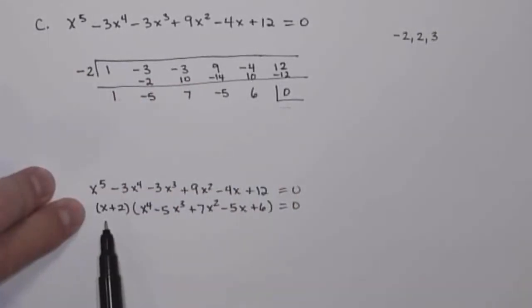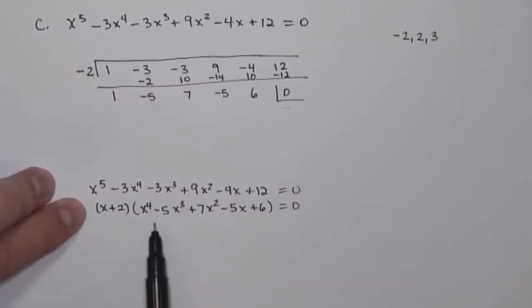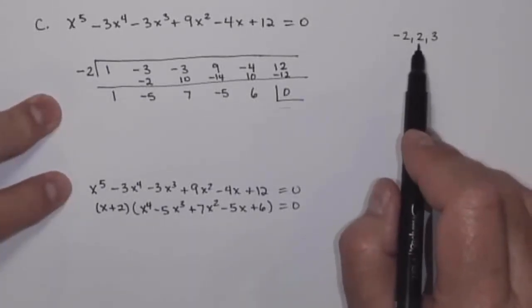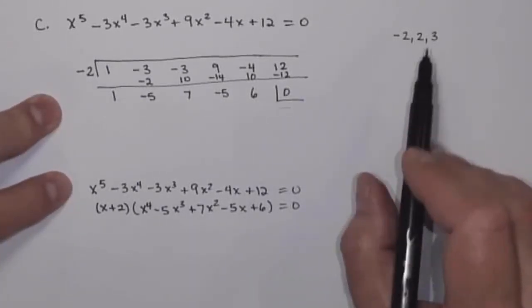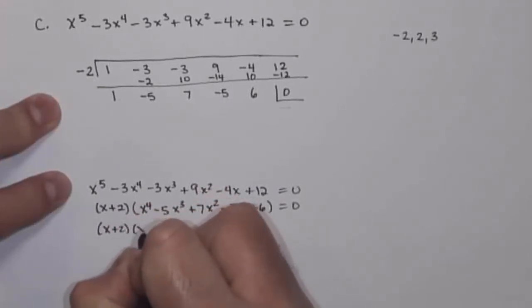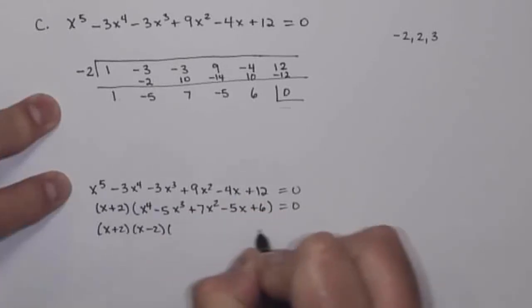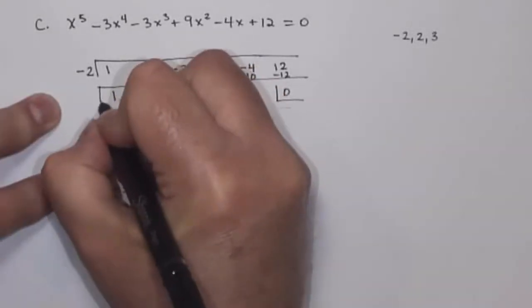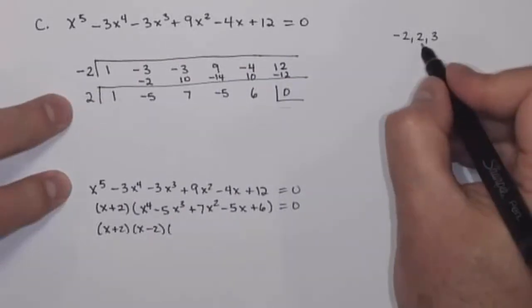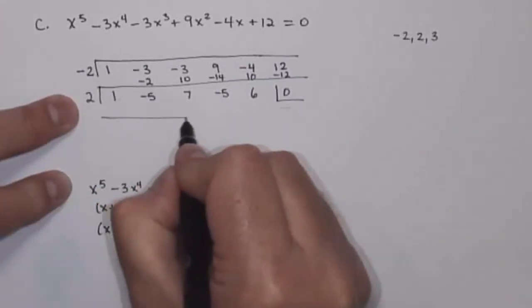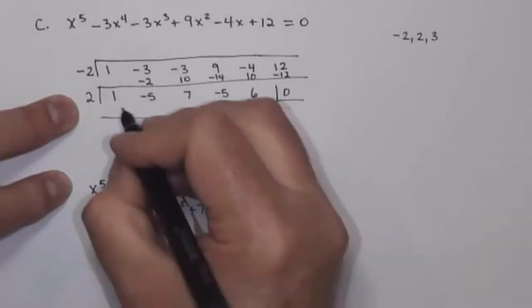So our original polynomial factors into x plus 2 times this. Okay, now x minus 2 should also be a factor. So in other words, this should factor into x plus 2 times x minus 2 times something. And so to figure out what the something is, I'm going to divide by x minus 2, which means I put a 2 out here, and I'm going to run through the synthetic division process again.